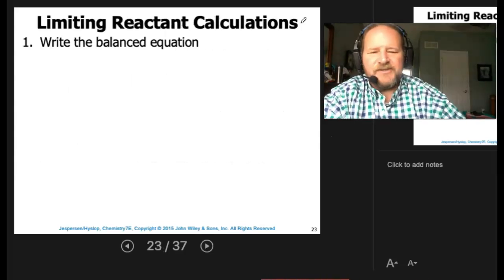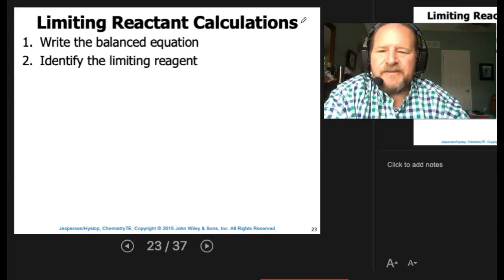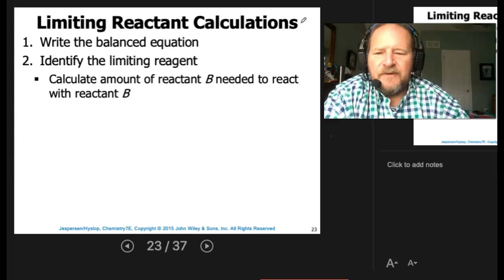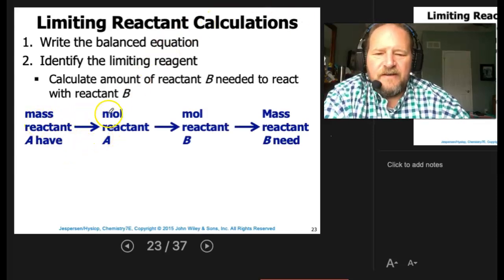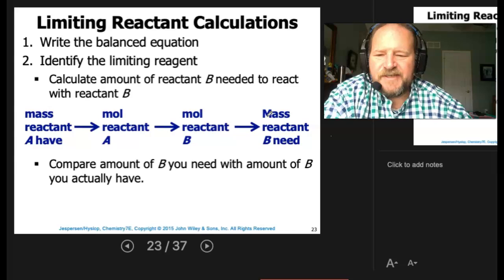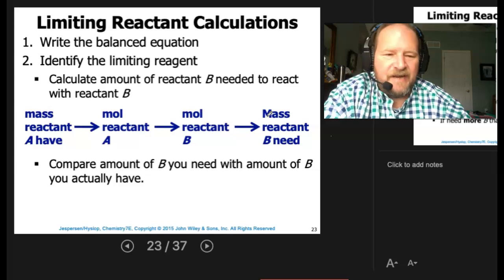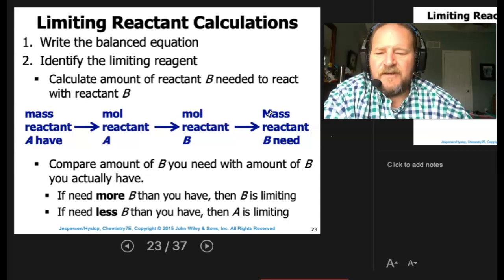Now, limiting reactant calculations, you're going to do everything just like you did up till now. We'll write balanced equations, then we'll identify the limiting reagent, we'll calculate the amount of reactant B needed to react with reactant A. So now what we're going to do is mass of A to moles of A, moles of A to moles of B, and then moles of B to mass of B. So it looks very much like what we just did. Then we're going to compare the amount of B you need with the amount of B you actually have. Okay? If you need more B than what you have, then B is the limiting reagent. If you need less than what you have, then A is the limiting reagent.